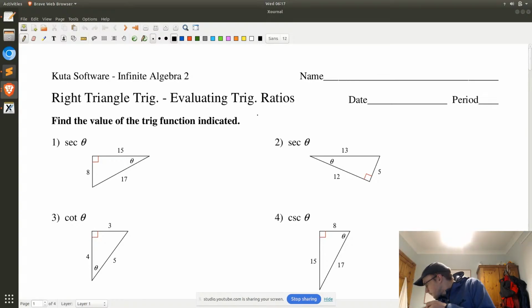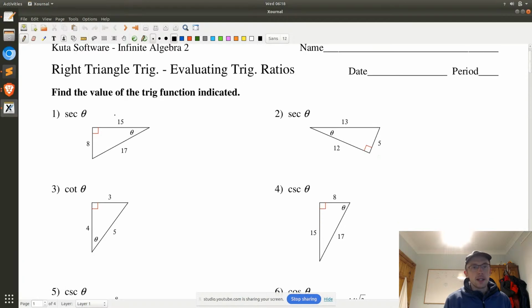Now, this morning I am going to be looking at right triangle trigonometry, in particular evaluating trigonometric ratios, and I am to find the value of the trig function indicated. So, finding secant of theta in the right triangle whose legs are 8 and 15 and whose hypotenuse is 17. Finding secant of theta.